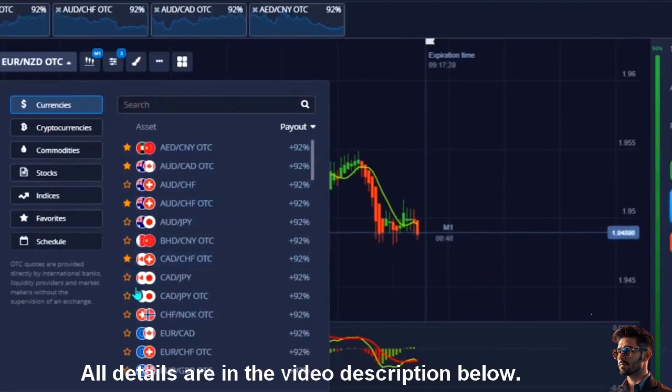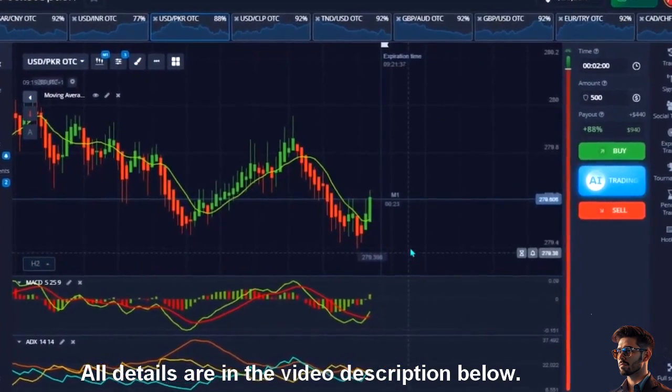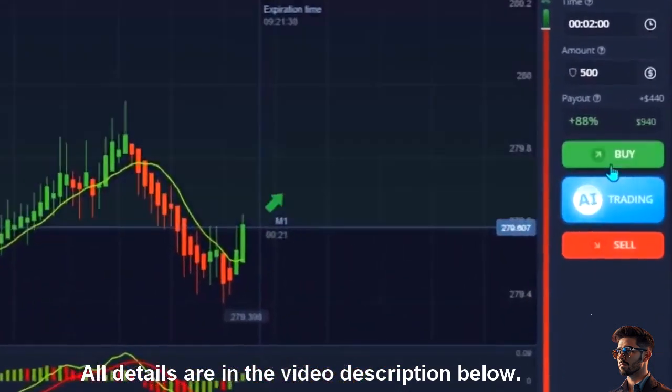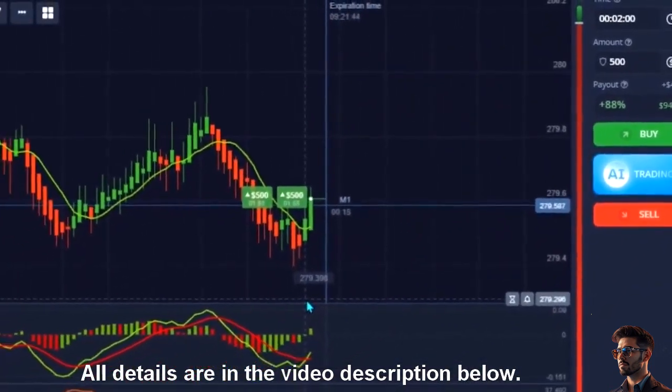So I'm actually checking for a moment. When I get a good moment, I'm going to come down and enter a trade. Alright, over here I'm finding a good moment. So right here I'm going to enter a trade real quick before I explain how the strategy works.